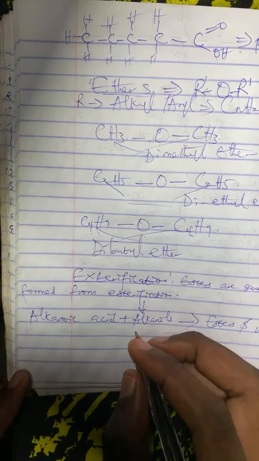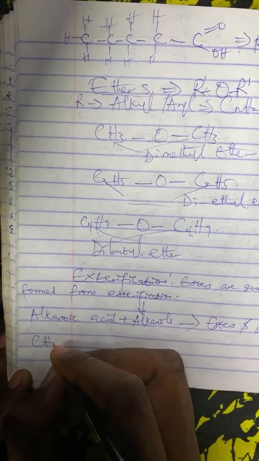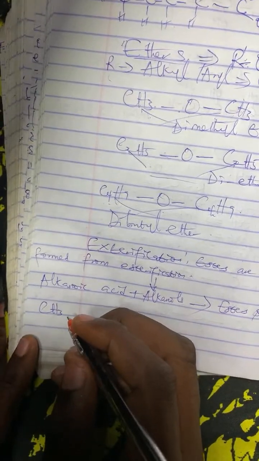Let me use ethanoic acid. Now what is ethanoic acid? CH3. Remember from our conversation, CH3.